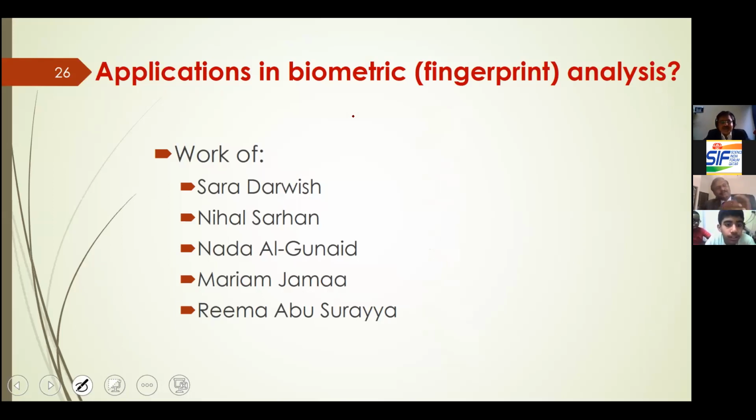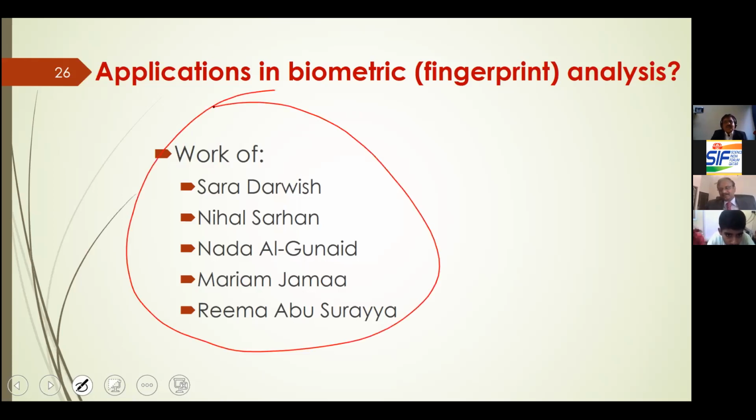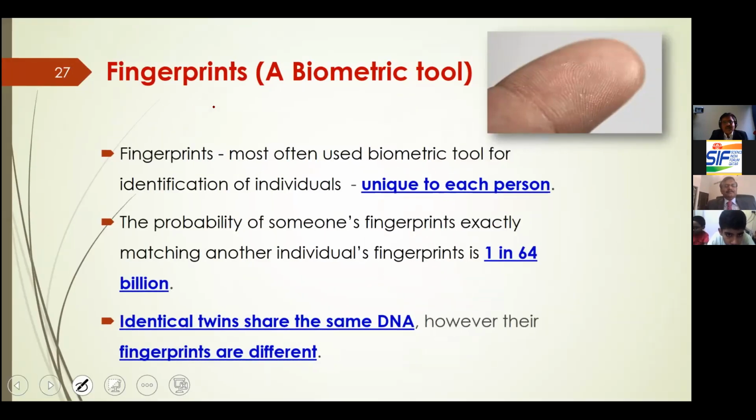Okay, so now let's see, can we use these compounds for biometric analysis? This was the work done by the undergraduate students that I have listed here. And let me quickly talk about fingerprints. Fingerprints are the most commonly used biometric tool for identification of individuals. It is very unique to each person, especially when there is a mass disaster. To identify people becomes very, very difficult, what part belongs to which person and so on.